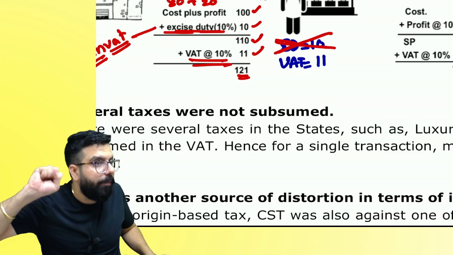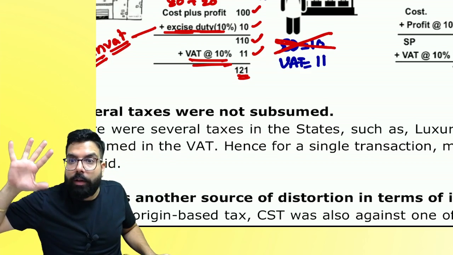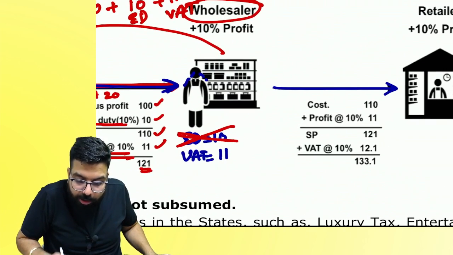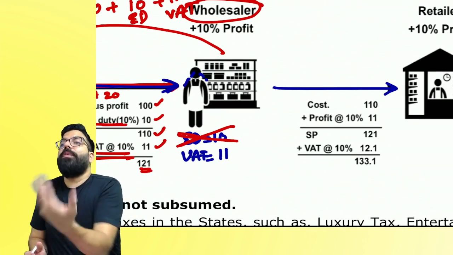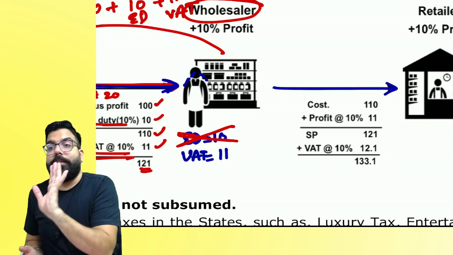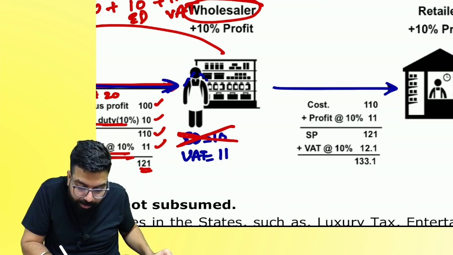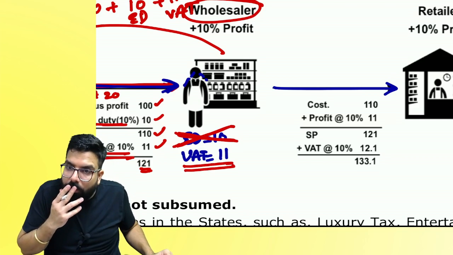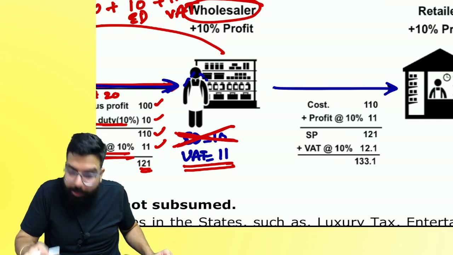People, are you with me? Are you with me till here? He did not get excise duty ka credit. Why? Because he is not a manufacturer. Only manufacturers are registered under excise. So he did not get any excise duty ka credit. He got only VAT ka credit. Do you guys agree with me?